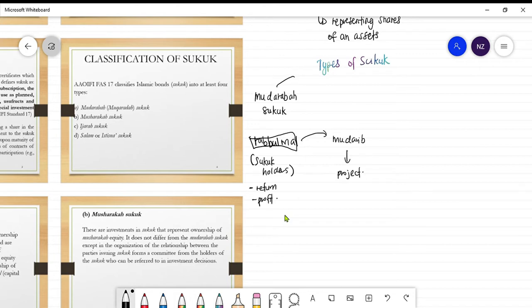So the profit from the project, the rabbul mal will get, and the mudarib will also get, but it is according to the profit sharing ratio agreed at the beginning of the contract. You know that in this contract, when the project makes any profit, it will be shared between the rabbul mal and the mudarib, so you know how the profit distribution works. But to relate it with sukuk, you just have to know which one is the sukuk holder. For mudarabah sukuk, the sukuk holder is the rabbul mal itself.